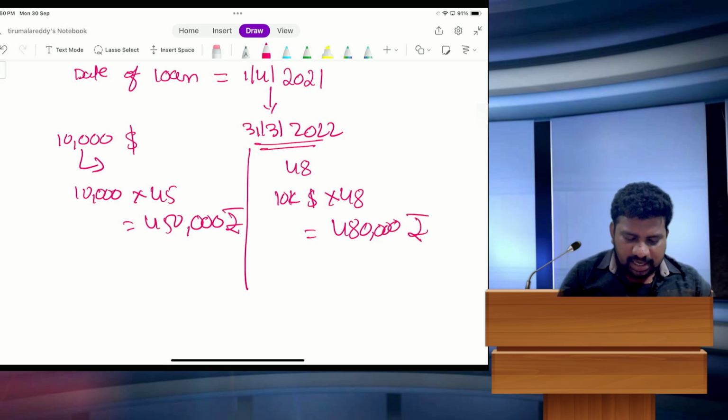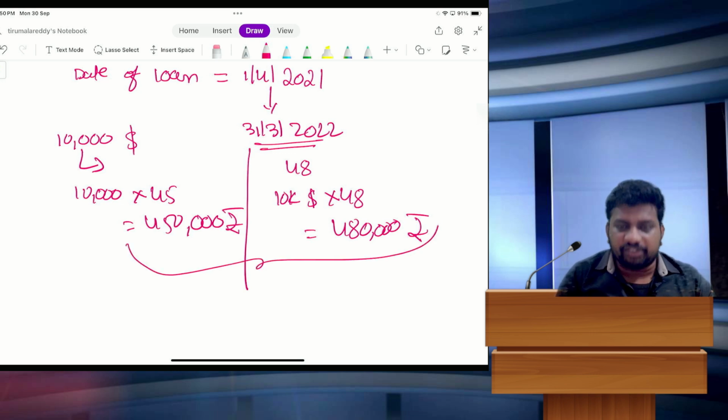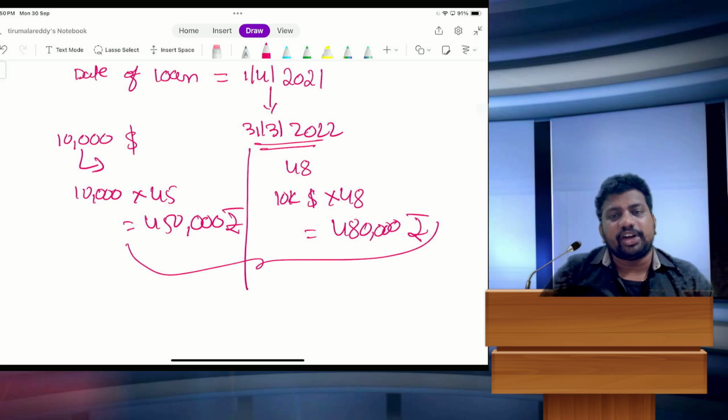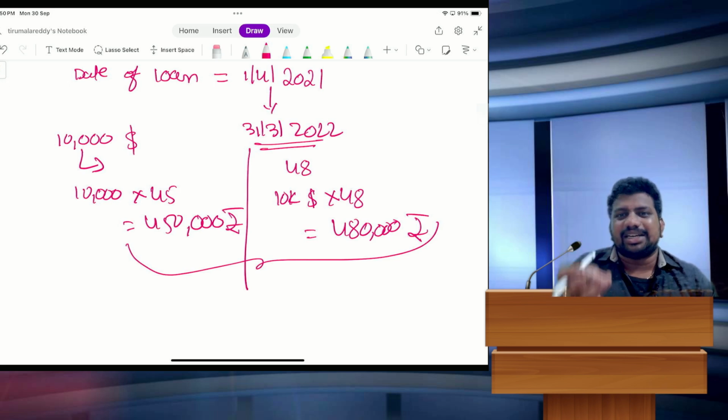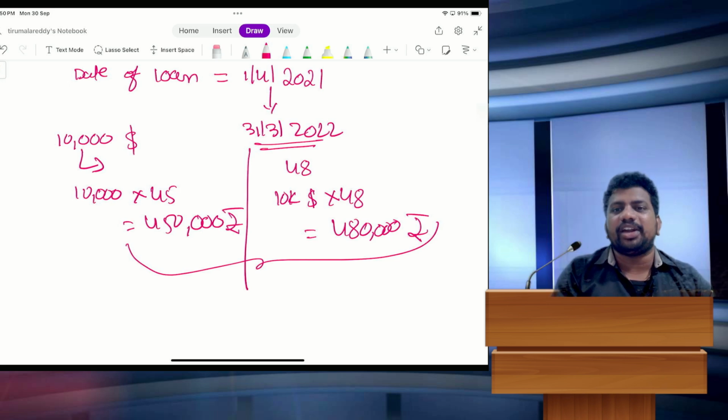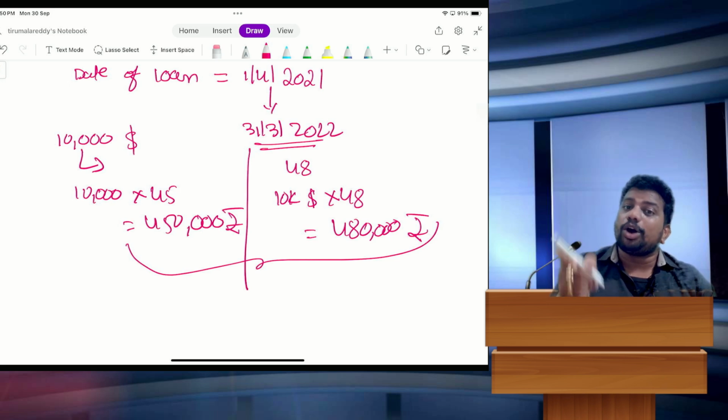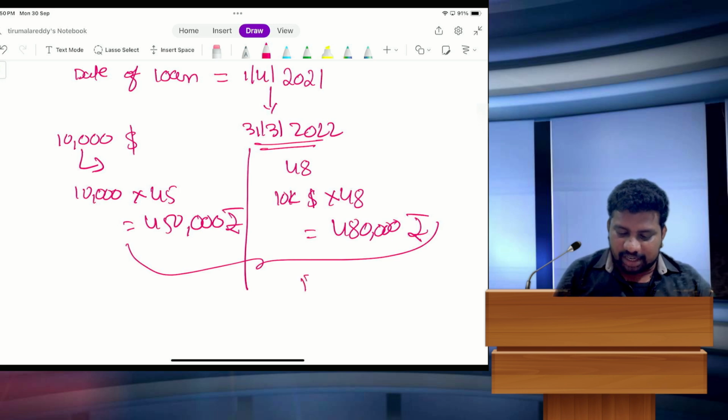Now the question is, sir, initially it was 450. Now it became 480. It's a liability. When liability gets increased, it's a loss to me. Now that loss can also be called, I'm not saying it will be called, I'm saying it can also be called borrowing cost.